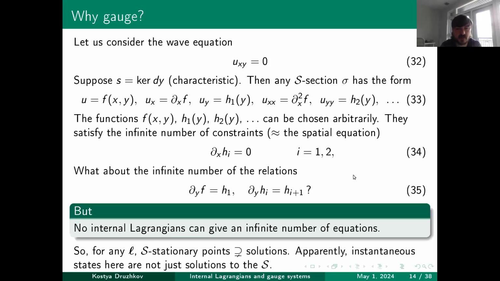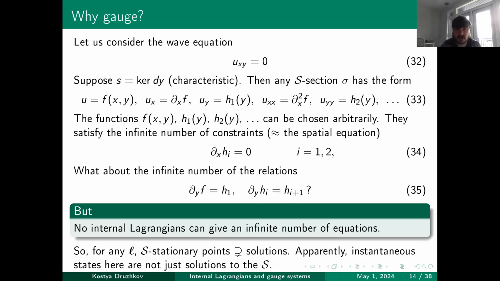Yeah, and what about infinite number of the relations 35? If we want to describe solutions, then we should obtain these relations. H1 should be y derivative of f, right? If we deal with solution, then H1 is y derivative of f. And besides, Hi plus 1 is just y derivative of Hi. We should relate them if we discuss solutions. But the number of relations is infinite, right? No internal Lagrangians can give an infinite number of relations. It's quite obvious thing. So here we have just no chance.